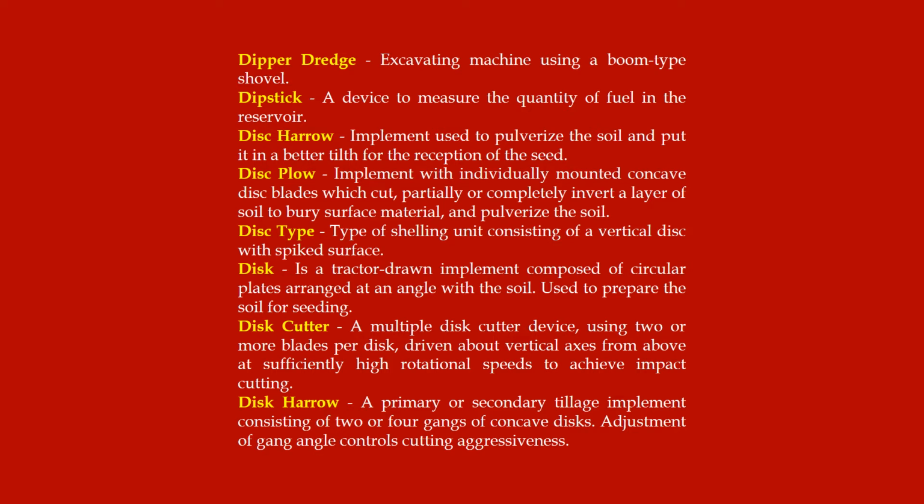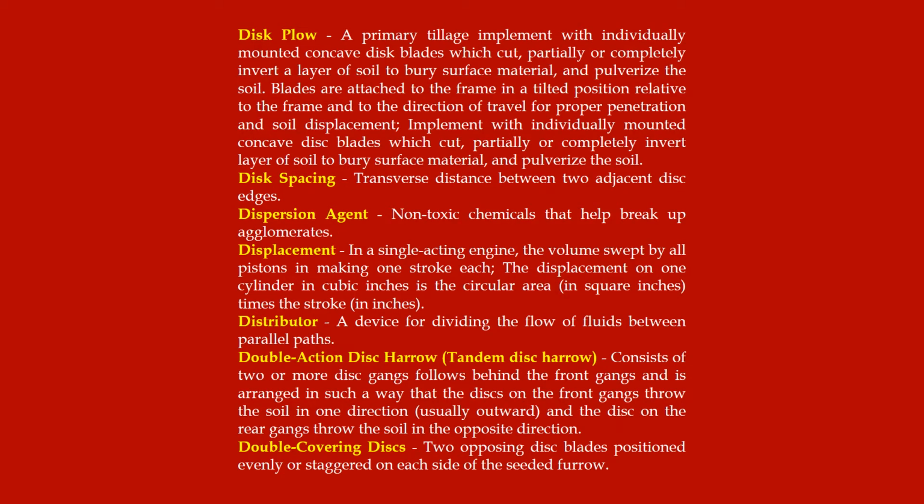Disc harrow. A primary or secondary tillage implement consisting of 2 or 4 gangs of concave discs. Adjustment of gang angle controls cutting aggressiveness. Disc plough. A primary tillage implement with individually mounted concave disc blades which cut, partially or completely invert a layer of soil to bury surface material, and pulverize the soil. Blades are attached to the frame in a tilted position relative to the frame and to the direction of travel for proper penetration and soil displacement.